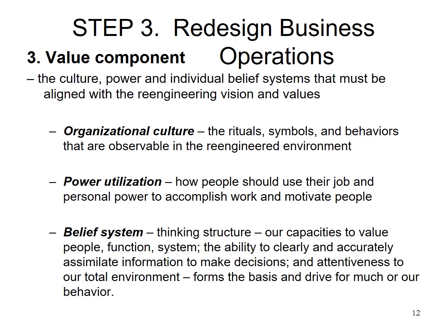The three dimensions in this value component are organizational culture, power utilization, and belief system. This is just like what we had earlier in chapter 1: we have the organizational culture, power utilization or political power, and then the individual belief system. So what is organizational culture? It defines the rituals, the symbols, and behavior that are observable in the re-engineered environment. So that is organizational culture.